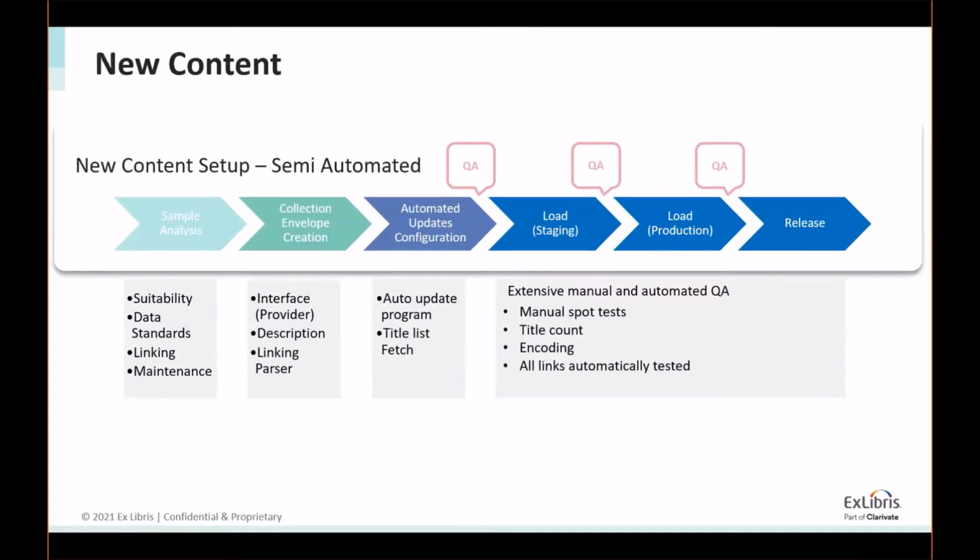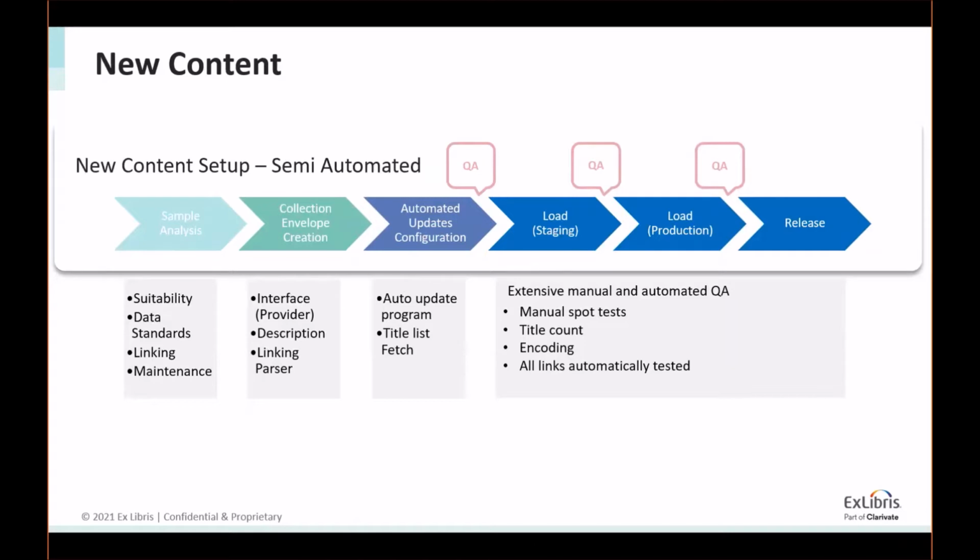So the second phase is creating the collection envelope. The envelope includes the interface, the provider, the collection description, and all the relevant linking parser information based on the analysis, the initial analysis that we just did.